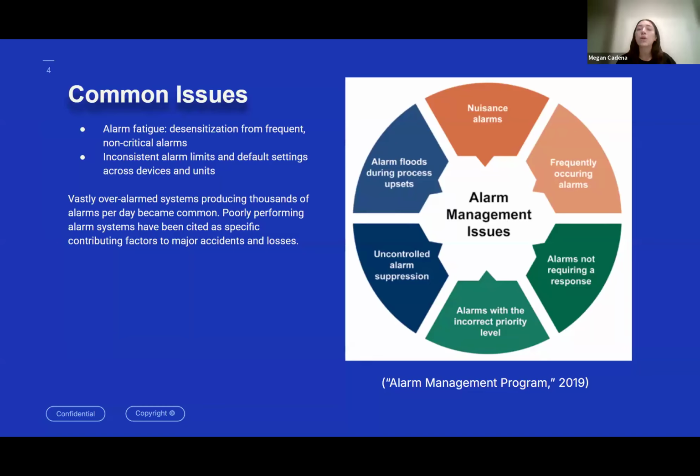I really like this graphic that Nagham found because it isolates the different categories of alarm management issues you actually see. Nuisance alarms or frequently occurring alarms can contribute to alarm fatigue, as well as alarms not requiring a response at all. Why are they categorized as an alarm instead of a message or an event? This can be alarm misuse. As well, alarms that flood during process upsets.